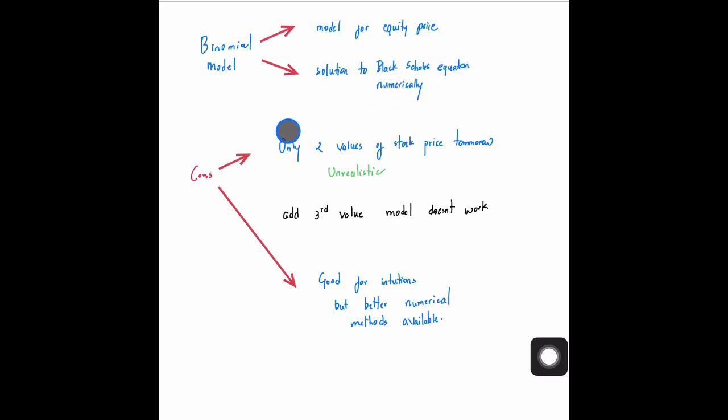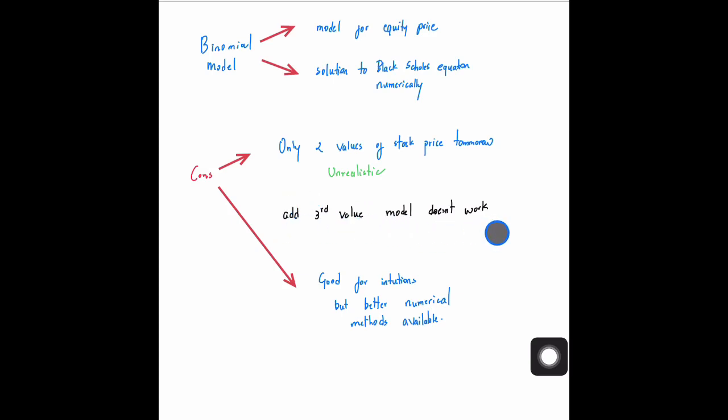The only con of this particular model is that because it's a binomial model, in each time step, if you move to the next time step, there will be only two different values of stock prices tomorrow. That is unrealistic, because you expect stock prices to take a range of values, right? If the stock price today is one particular value, tomorrow you'll be expecting a range of values. So if you add a third value to the model, this model totally breaks down.